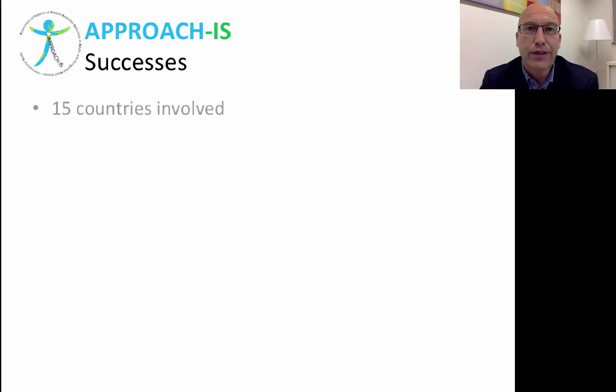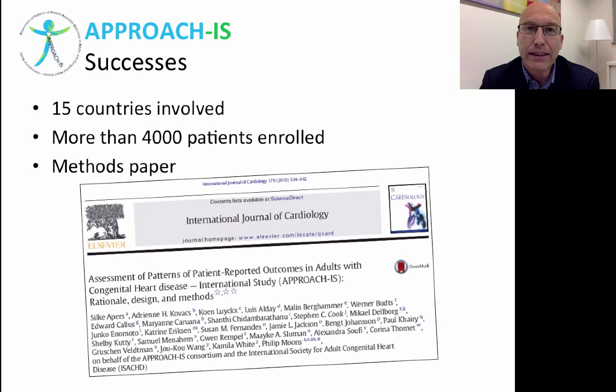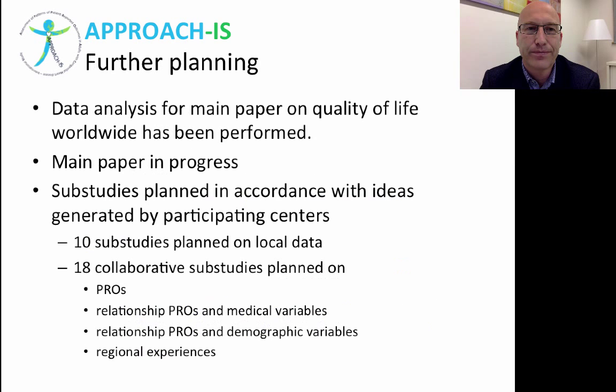What are the successes so far? Well, we were able to include 15 countries, which was great and which exceeded our expectations. We had more than 4,000 patients enrolled. I can say that this is also a success factor, a success element. And the methods paper has been published in the International Journal of Cardiology, and I also invite you to read this paper because it really and nicely details how the study is built up and why we made certain choices.